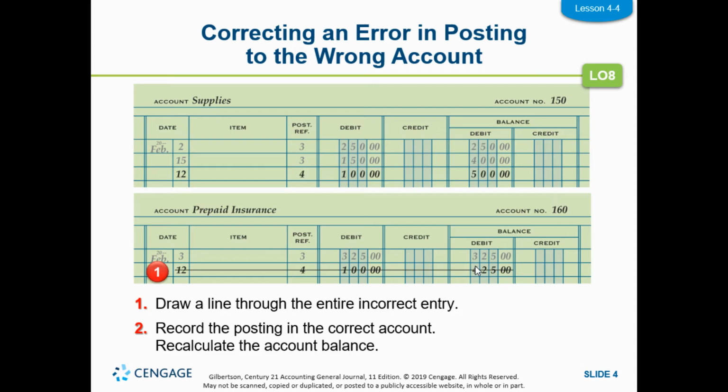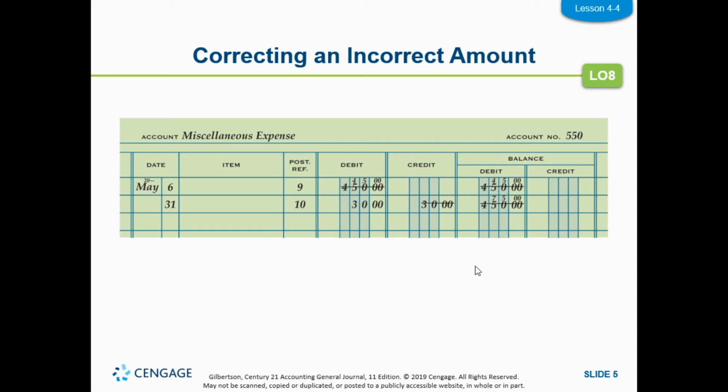Recalculate the account balance, if necessary. In this case, you just cross out that entry for prepaid insurance and record the previous account balance of $325. But up above, we're going to add that new entry from the 12th, from page 4 of our multi-column journal, of a debit of $100, giving us a new balance of $500.